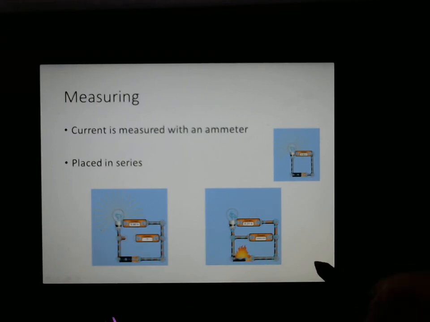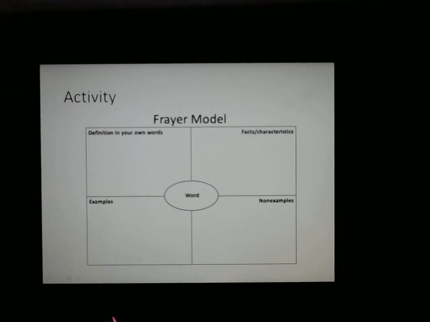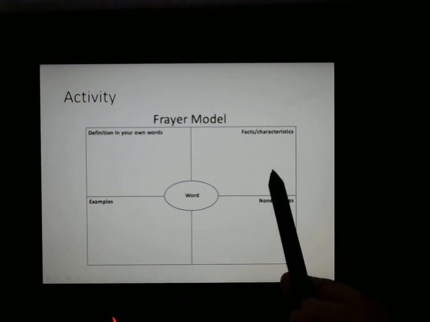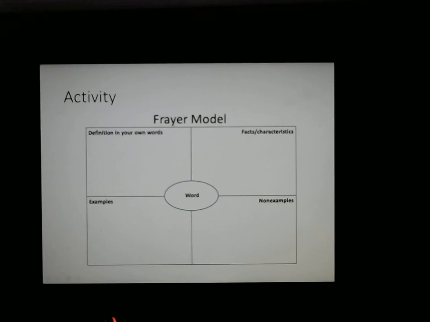Okay, so before we finish off the video, I would like you to practice your definition skills using a Frayer model to define current. Where I've got the word here in the middle, put current. Fill in examples, non-examples, facts. You've got lots of information in this video about different things about current. Come up with your own definition and then go look up the definition in the back of your textbook to compare your definition against the definition there.